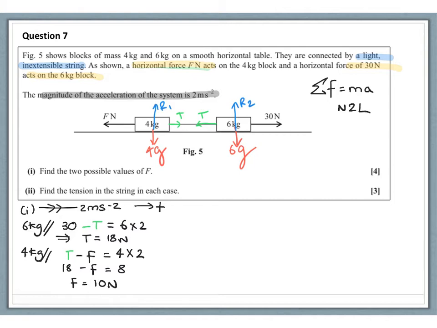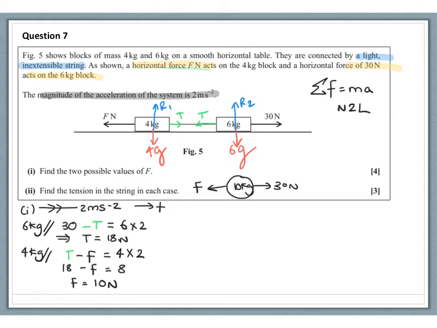Now, because we treated the two objects separately when we applied F equals ma, we actually find out both values of F and the tension. So actually we're doing parts 1 and 2 together. If we'd treated the system as a whole, so as an object of mass 10 kilograms with a force of 30 newtons in one direction and a force of F in the other direction, we would have just calculated the value of F, but we would have then had to separately split the system up and look at the two particles separately.